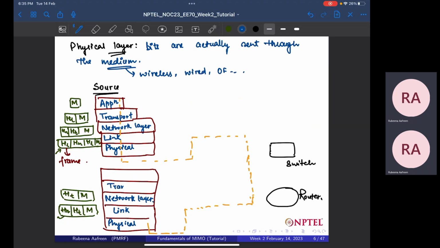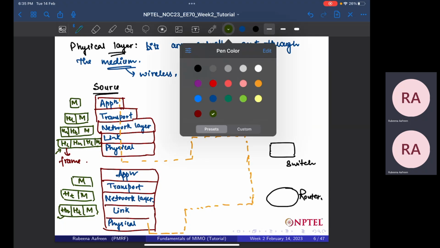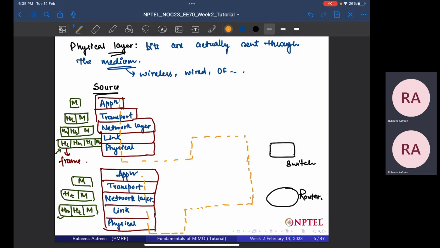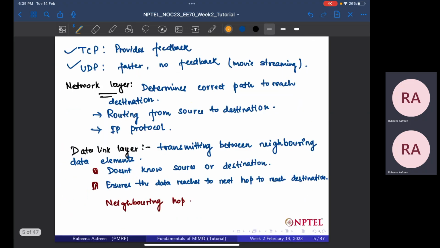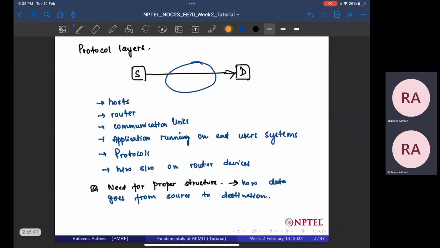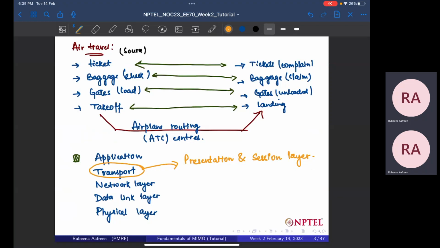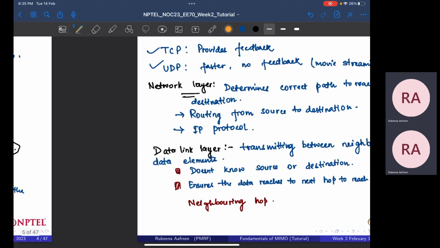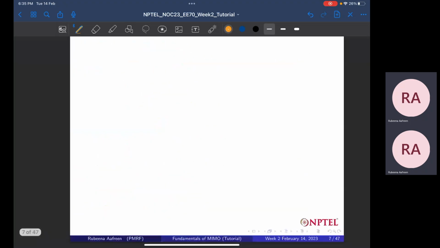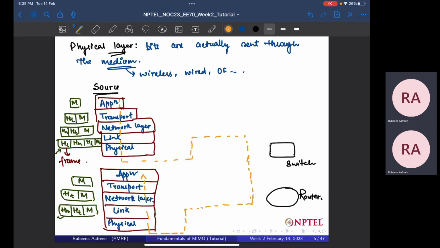Then the data reaches the transport layer. At the transport layer, this header will be removed and the message will remain. This message will go to the application layer. So we see, as we have described before also, that each of these layers is at the transmitter and at the receiver. Whatever is happening at the transmitter, the reverse will be happening at the receiver. So this is the basic example of what happens in a communication.